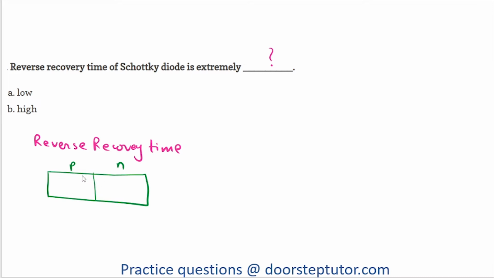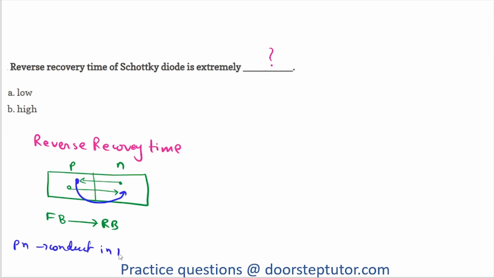Now what will happen? Suppose it is in the forward bias condition. Holes will be moving from P to N and electrons will be moving from N to P. Now, if a forward biased PN junction is suddenly reverse biased, then what will happen? This electron that is present here in the P region now has to come back to the N side, right? It has to return back to the N side and it will need some amount of time to come back.